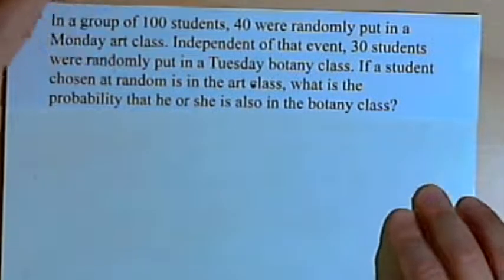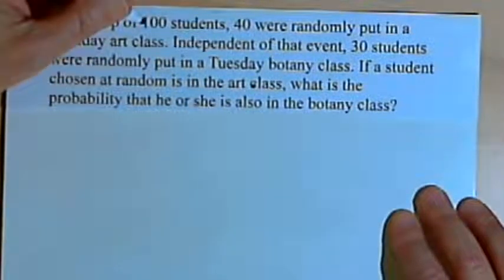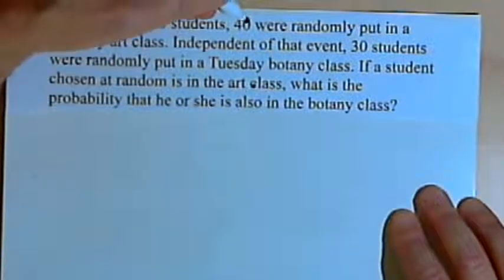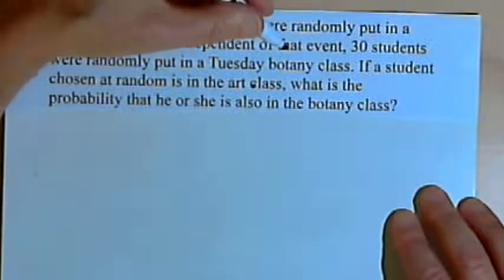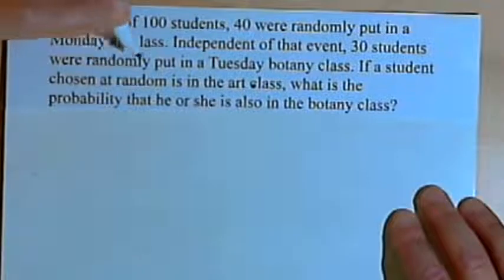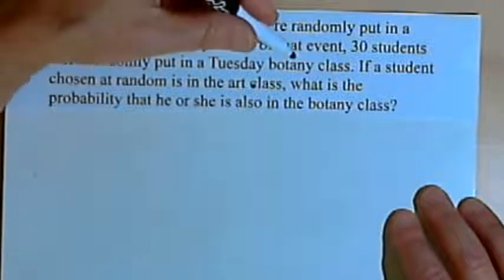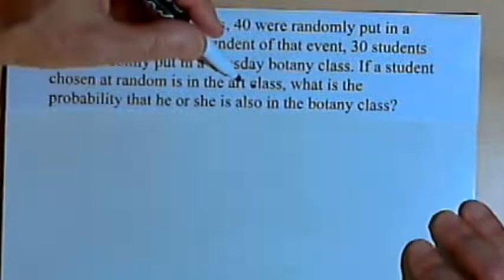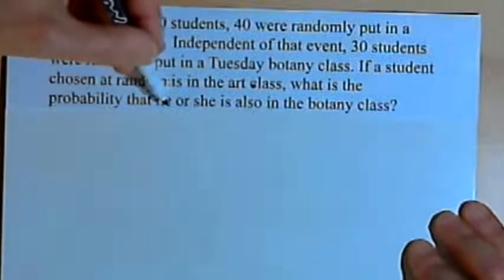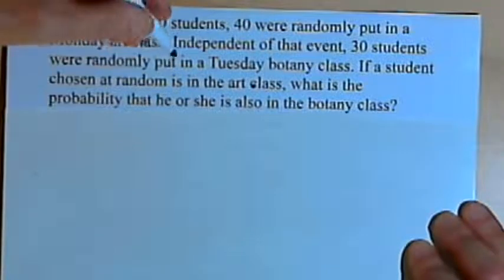This one is somewhat the same. In a group of 100 students, 40 were randomly put in a Monday art class. Independent of that event, 30 students were randomly put in a Tuesday botany class. If a student chosen at random is in the art class, what is the probability that he or she is also in the botany class?